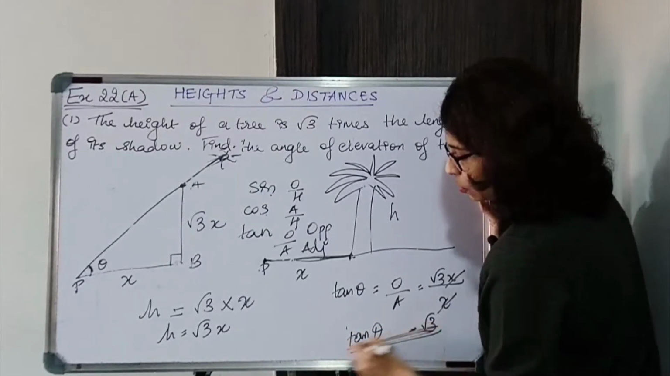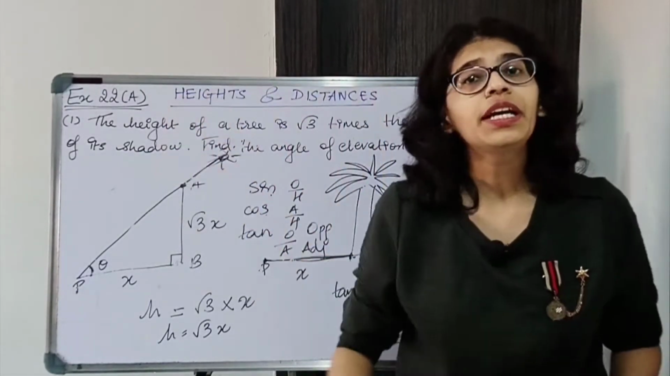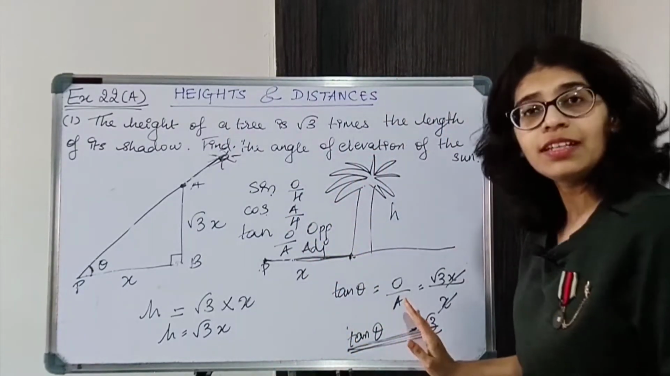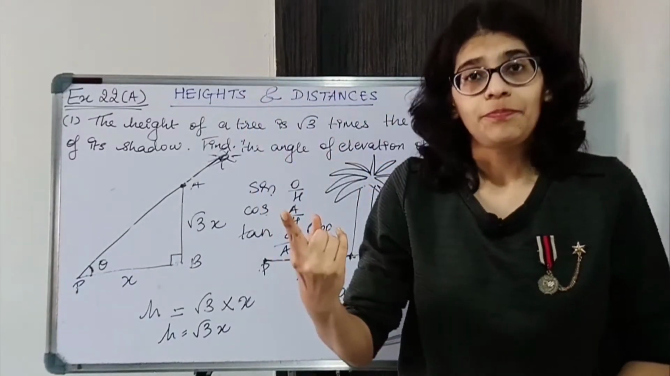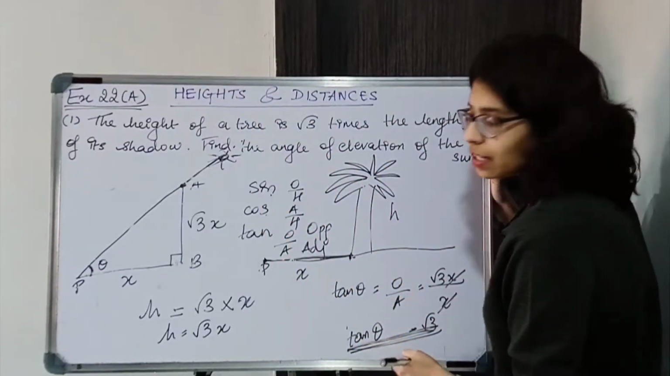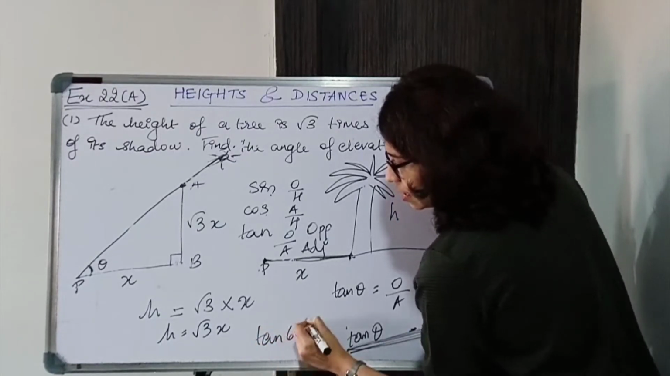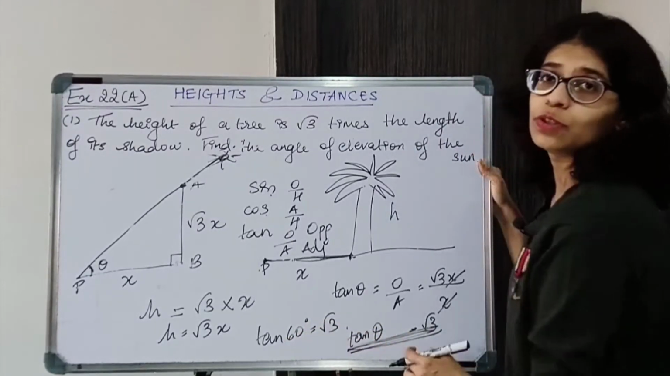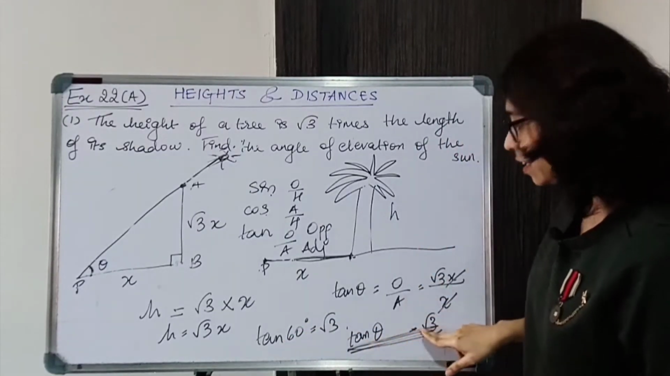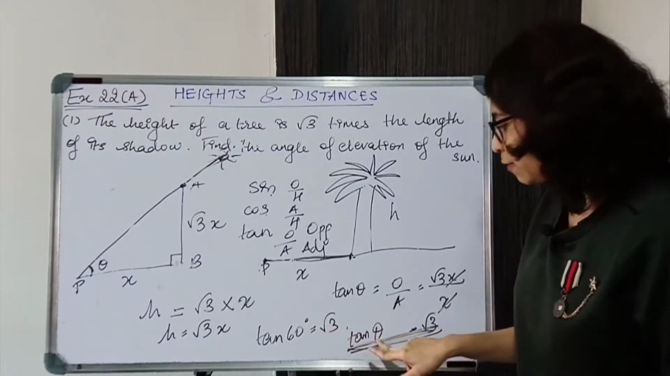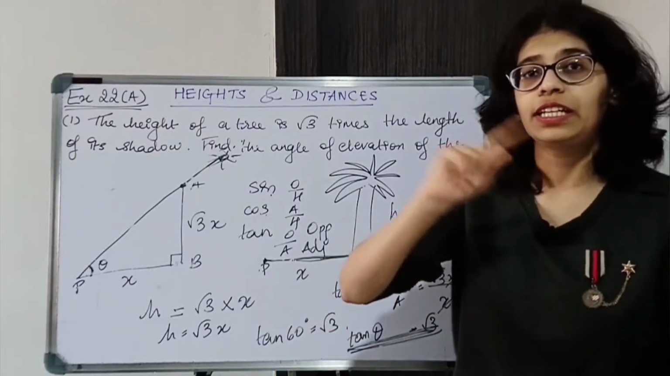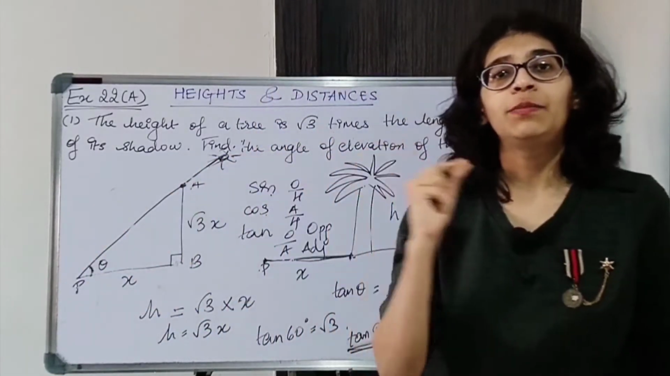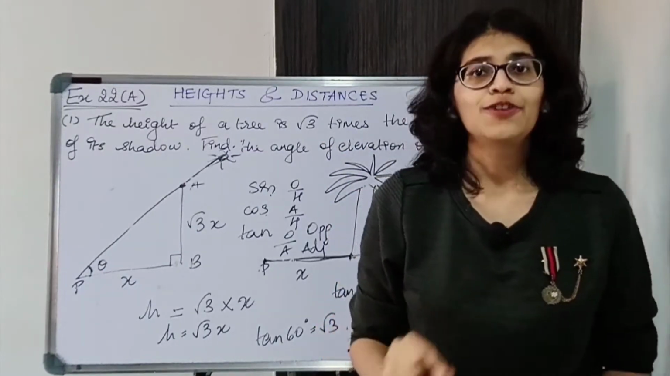When is tan theta equal to root 3? Check the standard value table. You need to memorize the standard value table. Tan theta is root 3 when theta is 60. If you check the table, tan 60 is equal to root 3. So therefore theta is equal to 60. Tan theta is root 3 and tan 60 is root 3. Therefore tan theta is equal to tan 60, therefore theta is equal to 60. So the angle of elevation, that is theta, will be 60 degrees. So it's very easy.